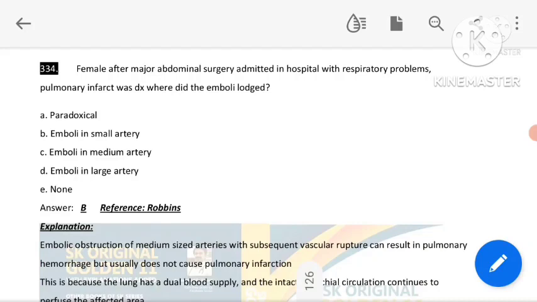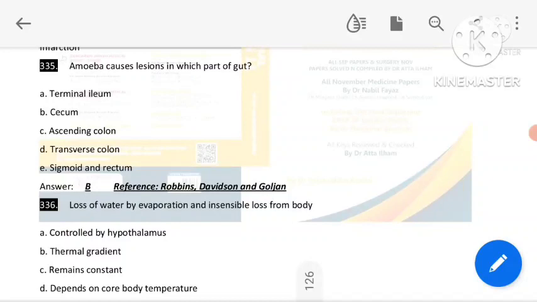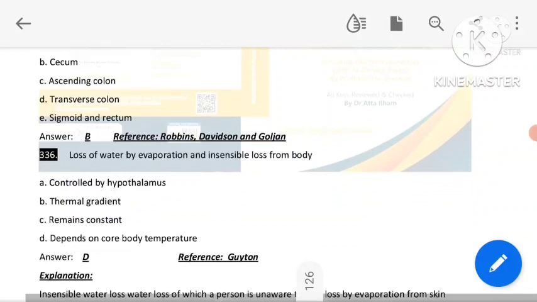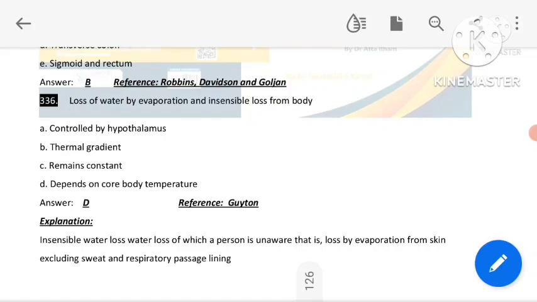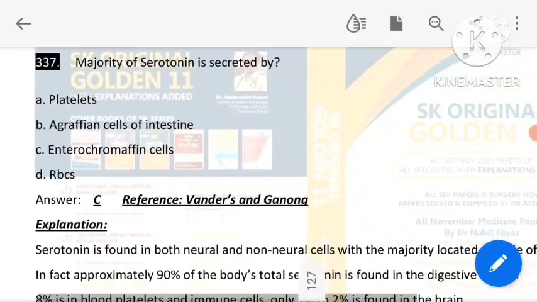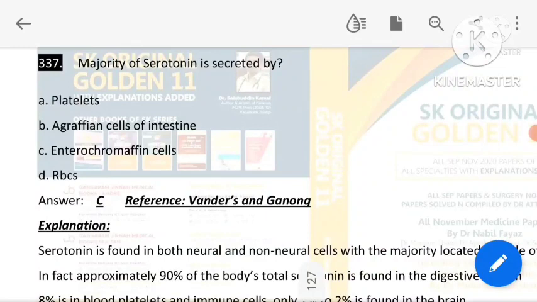Point number 335, amoeba causes lesion in which part of the colon or gut? It is the cecum. Loss of water by evaporation and insensible loss from the body depends on the core body temperature. Point number 337, majority of the serotonin is secreted by enterochromaffin cells, which is present in the GIT, so ECC cells.